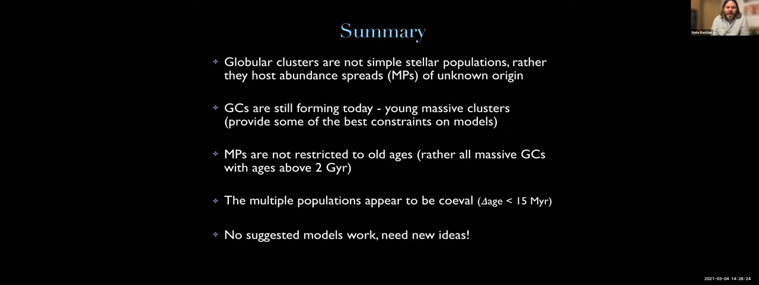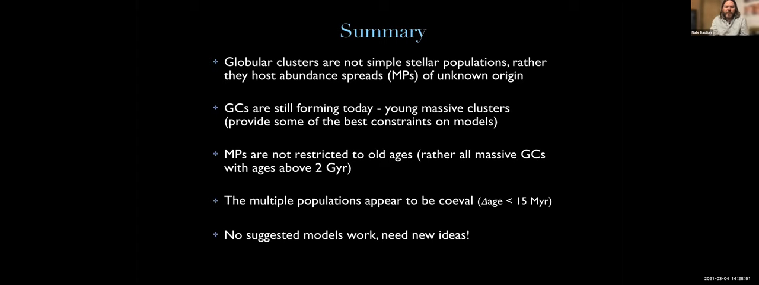Multiple populations are not restricted to the ancient ages, but we see it in all massive clusters above ages of 2 gigayears or so. It's not multiple generations, but the populations within clusters seem to be coeval, with the best age limits at less than 15 million years. And none of the suggested models work. That's one of the reasons I want to be here today, is to hopefully get new people thinking about the problem in new ways that maybe drive the field further.